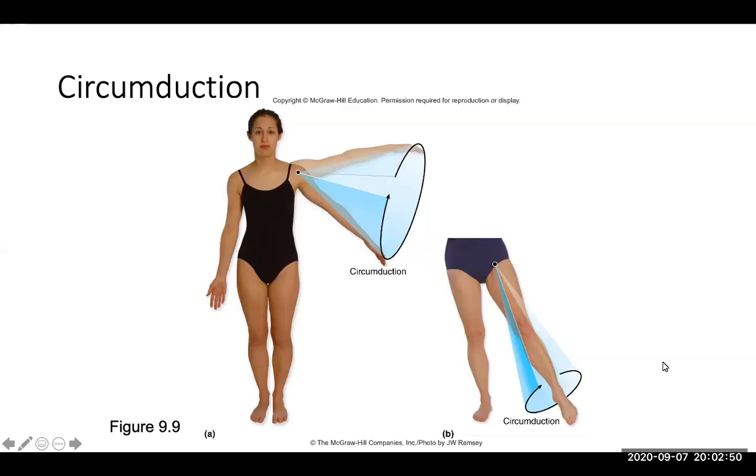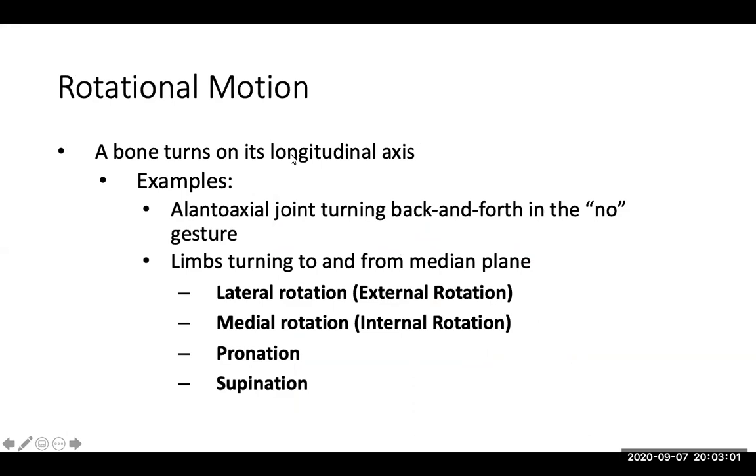Circumduction combines kind of all these, flexion and abduction and adduction, all at the same time as you go in a circle around a midline. So this is circumduction. And this is an example, some more.